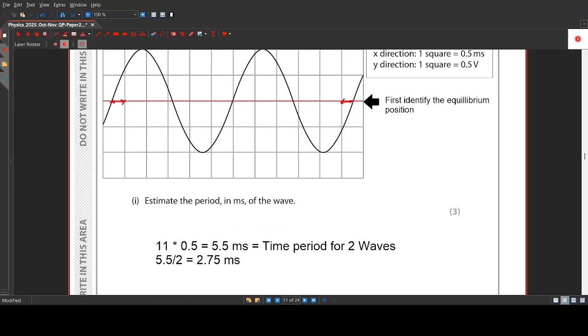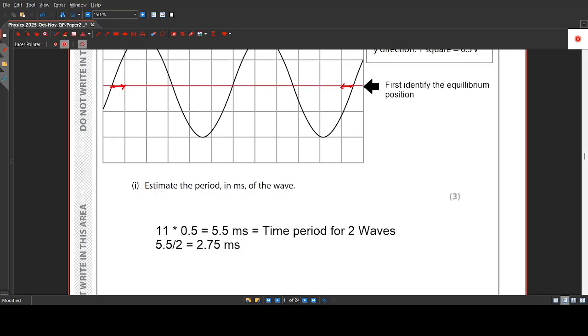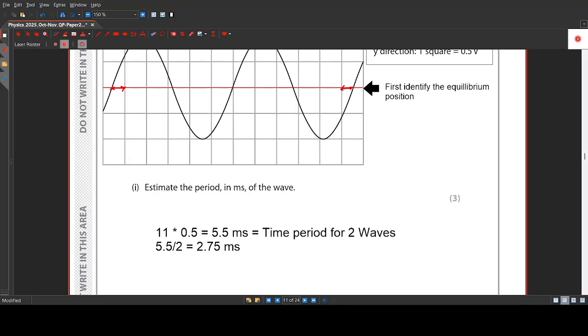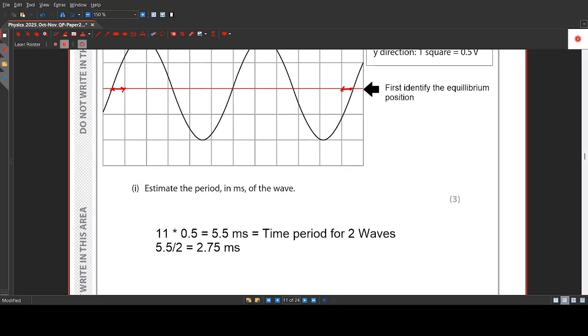And luckily, in this kind of question, you will be provided with a range of answers in the mark scheme. So you don't have to be extremely accurate in this type of question.